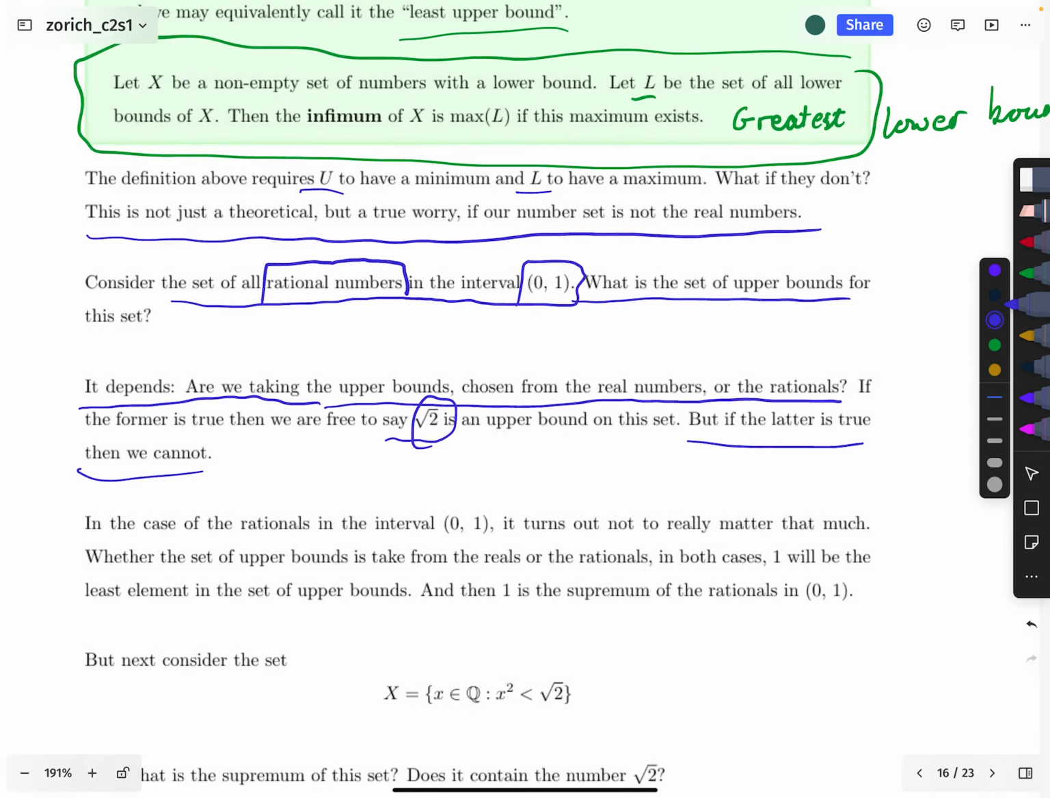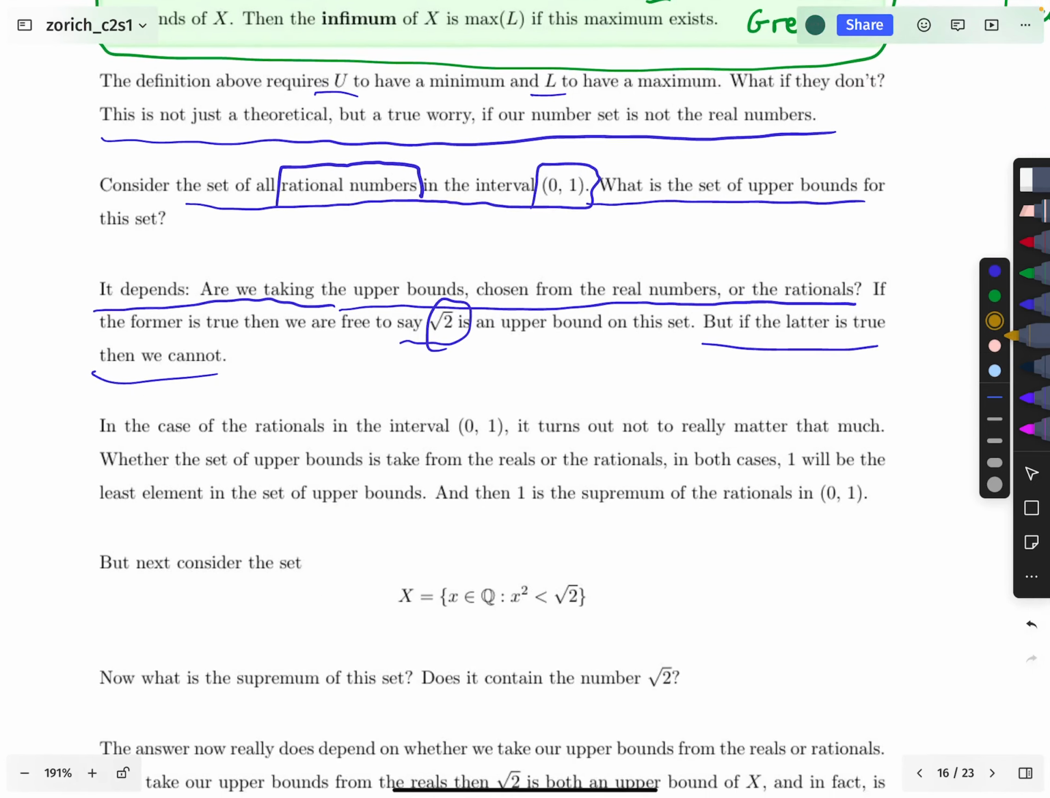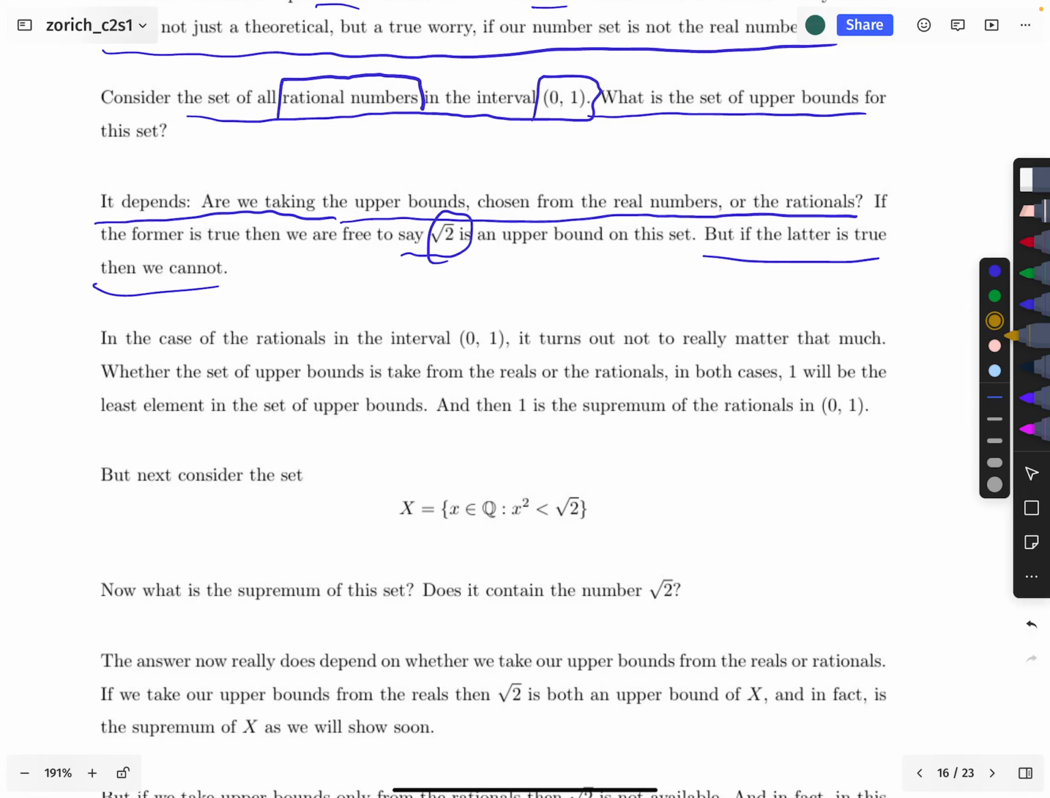Okay, but so far there's no real issue. But now let's get to a different example. Let's consider this example. This is the set of all, I think I have a mistake there. So that should just be a plain 2. Anyway, so let's take the set of all rational numbers whose square is less than 2.